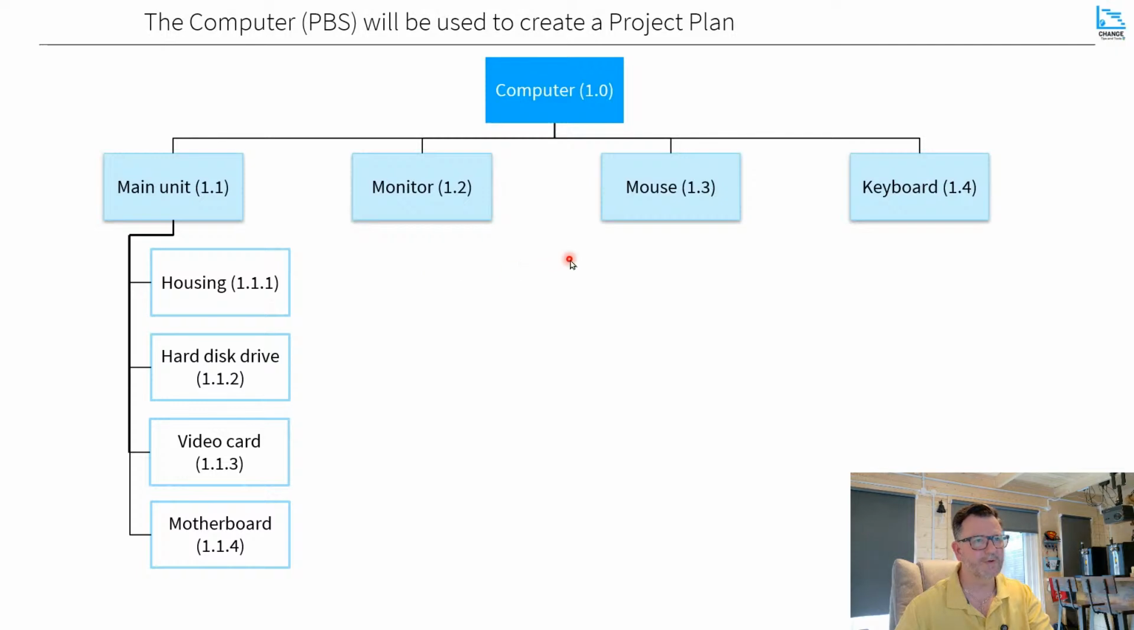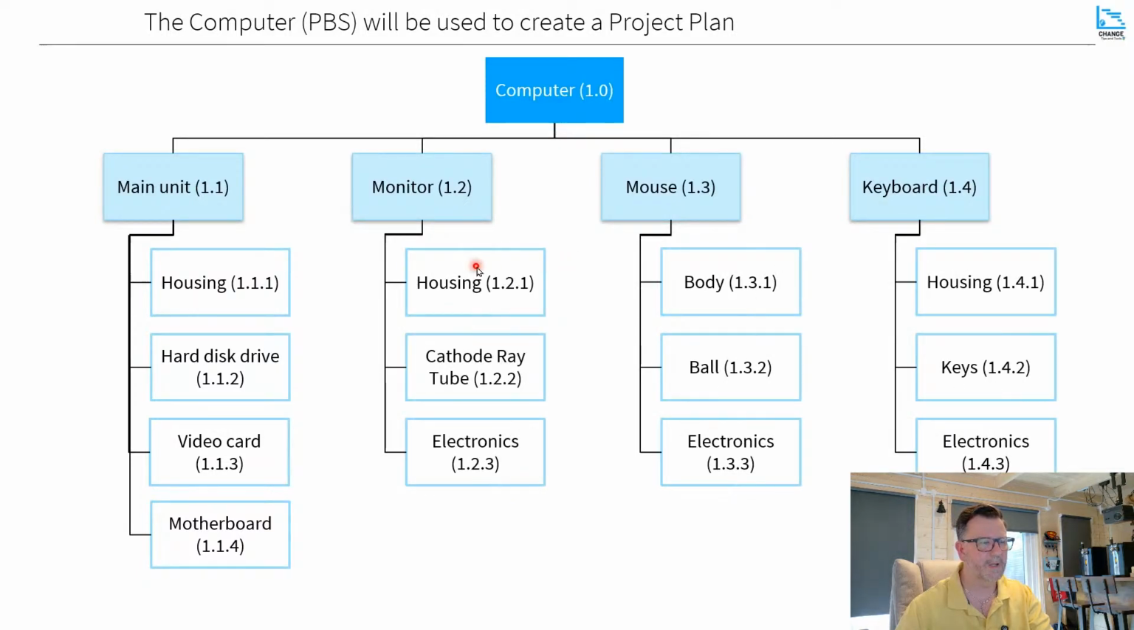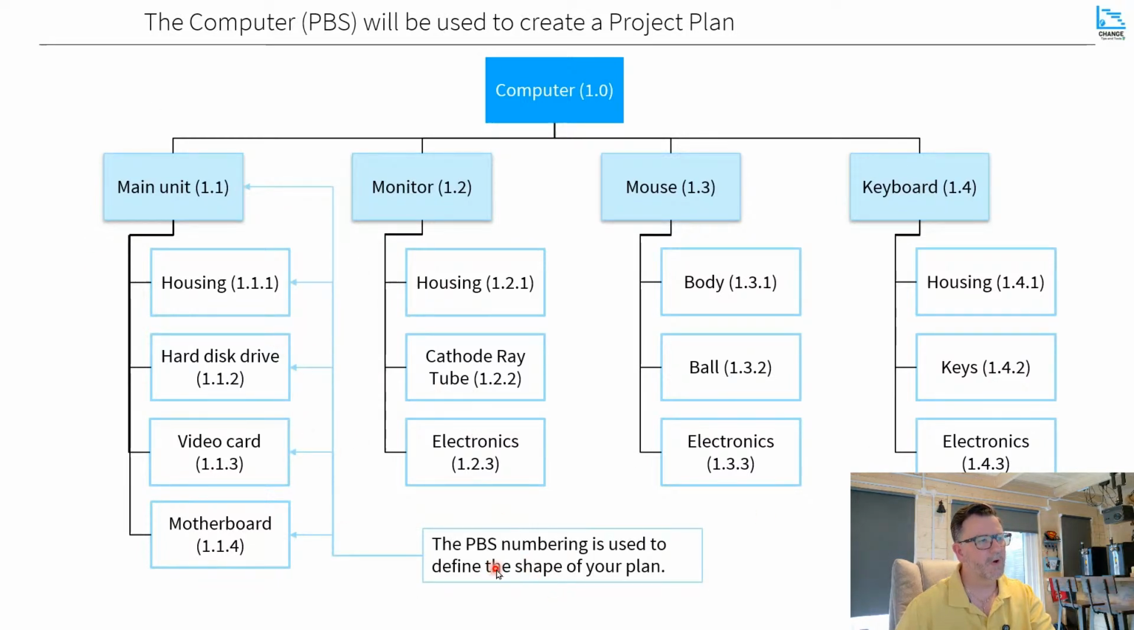And again, the monitor and mouse likewise will have similar sub deliverables within them. So this makes our overall product breakdown structure. And also keep an eye on this numbering, because we'll look at how that helps us build shape within our project plan when we move into MS Project.